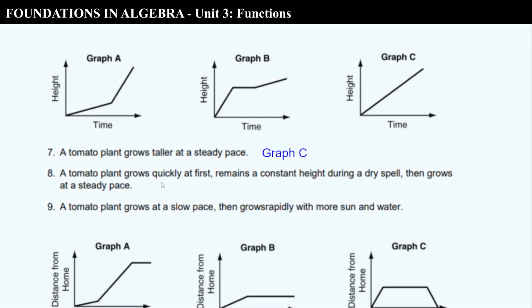If a tomato plant grows quickly at first, then remains constant height during a dry spell, then grows at a steady pace, well here in graph B, it's growing at a fast pace, but then remains constant during the dry spell, so it doesn't grow at all, and then starts to slowly grow again. So that would be graph B. Then if a tomato plant grows at a slow pace, that's graph A here, and then it grows rapidly with more sun and water, so it goes faster at the end. So that would be graph A.